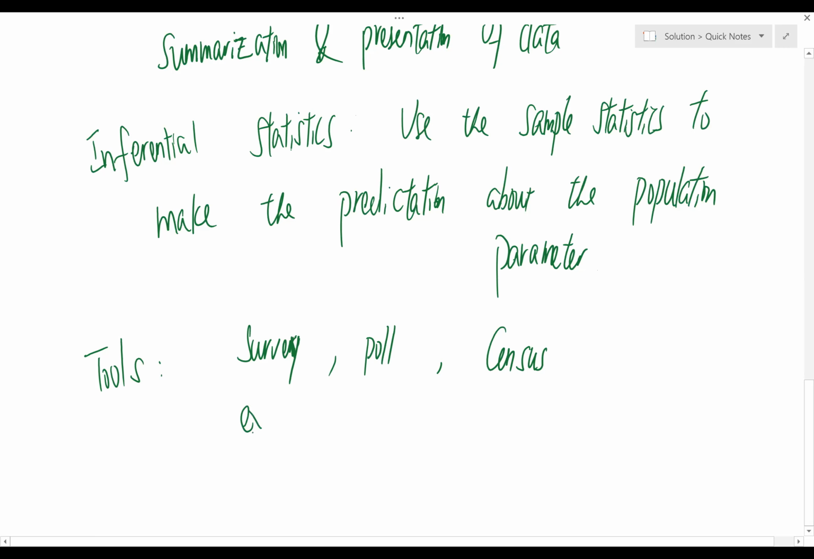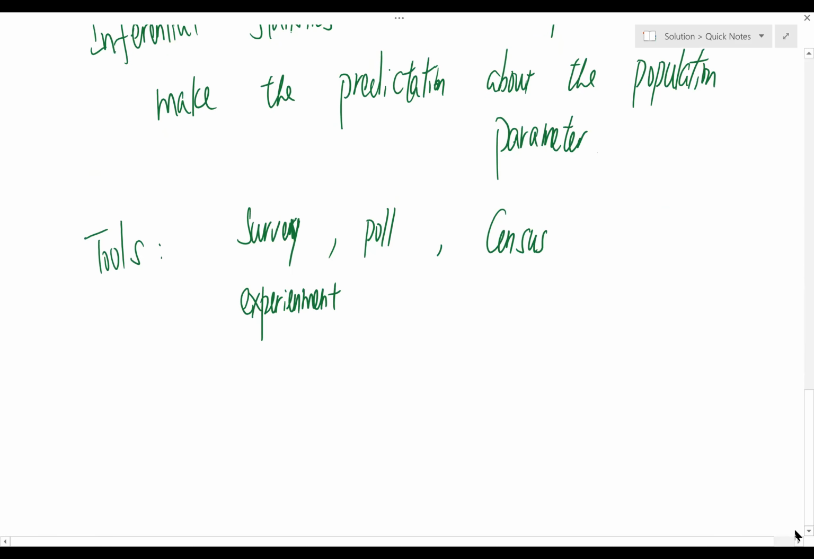You could use an experiment. Usually in the biological or medical field, they use a lot of experiments to collect and analyze data, and they publish the research study results from those data sets. And yeah, those are all the important tools used to collect data. But a survey is the most common one. Probably you have already encountered this very frequently, filling out a survey for research studies.